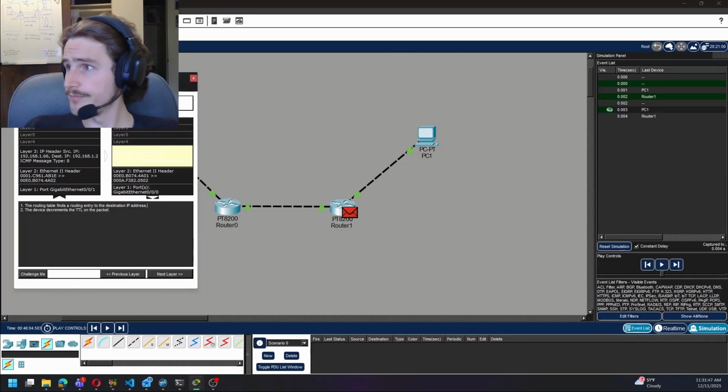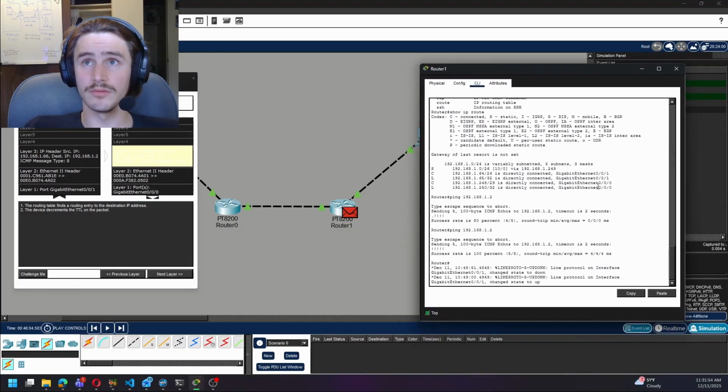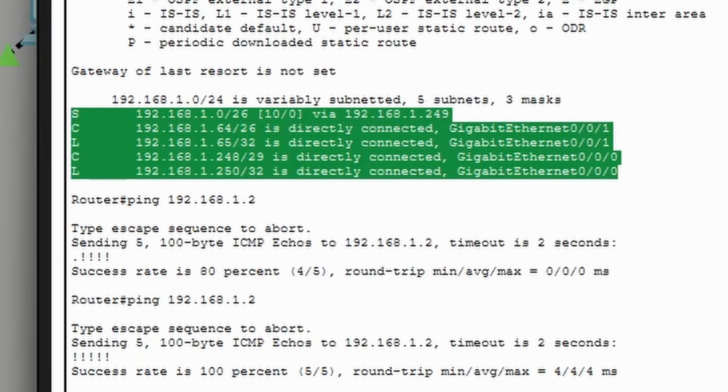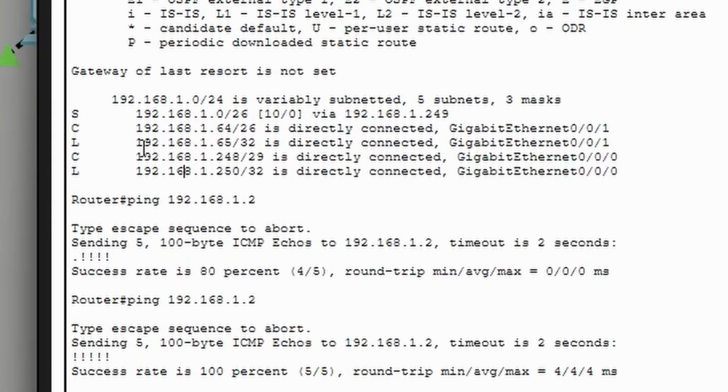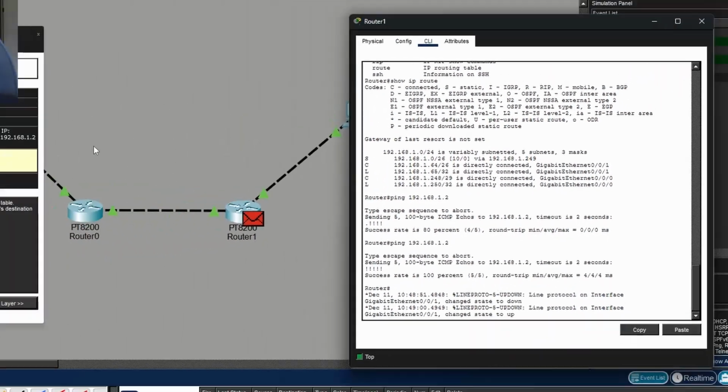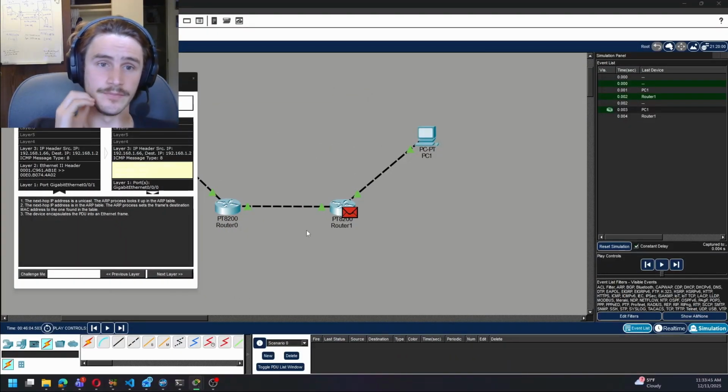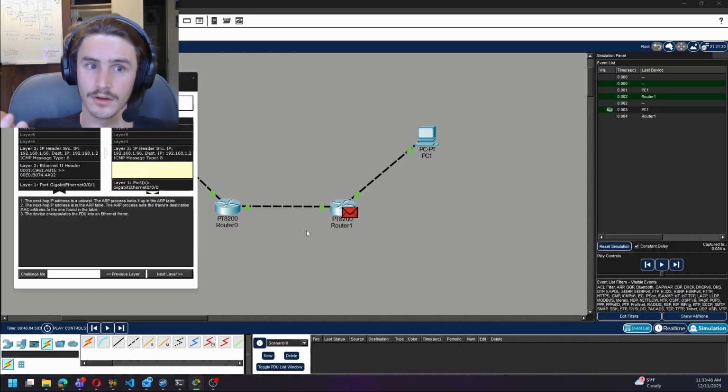Let's take a look at that routing table. This is the routing table right here of router 1. Router 1 has a static route to 192.168.1.0/26. It looks at the destination IP address 192.168.1.2 and it says, does that IP fall in this network? Yes, that IP address does exist in this network. Well, the routing table tells it, send it to 192.168.1.249.